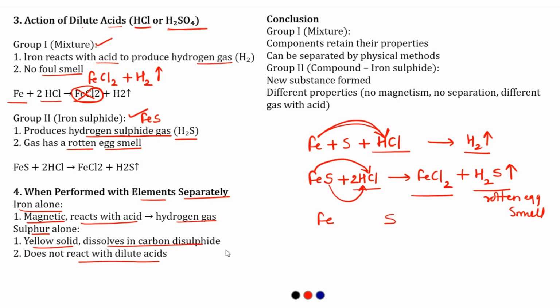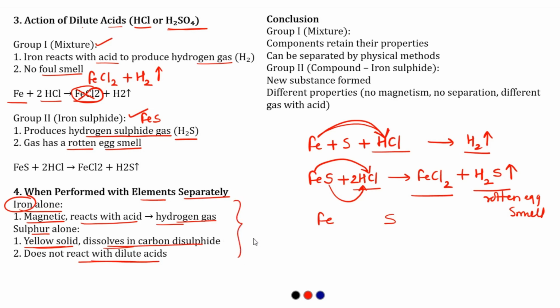Remember what we have done. We have taken iron separately and did the test of magnet and acid. What we saw, it was attracted towards the magnet, it reacts with the acid to produce hydrogen gas. When we did the same test with the sulfur, we saw that it is a yellow solid. When we reacted it with carbon disulfide, it dissolves in carbon disulfide and it does not react with the dilute acid. So these are the observations we have noted separately when we performed this test.